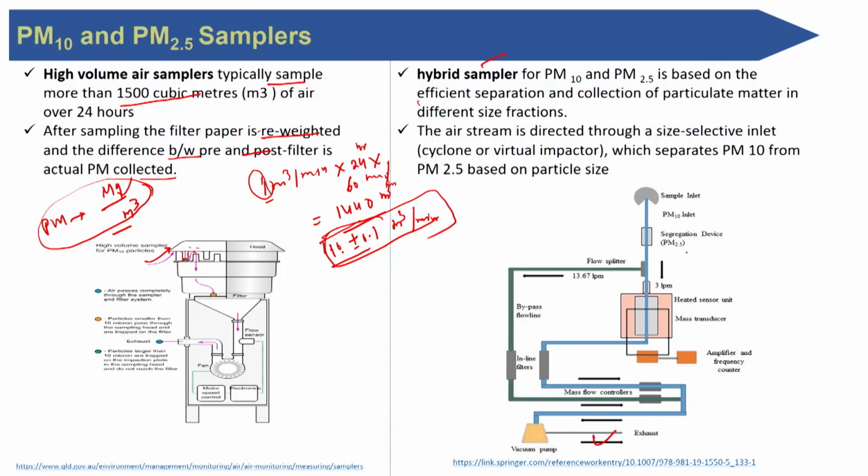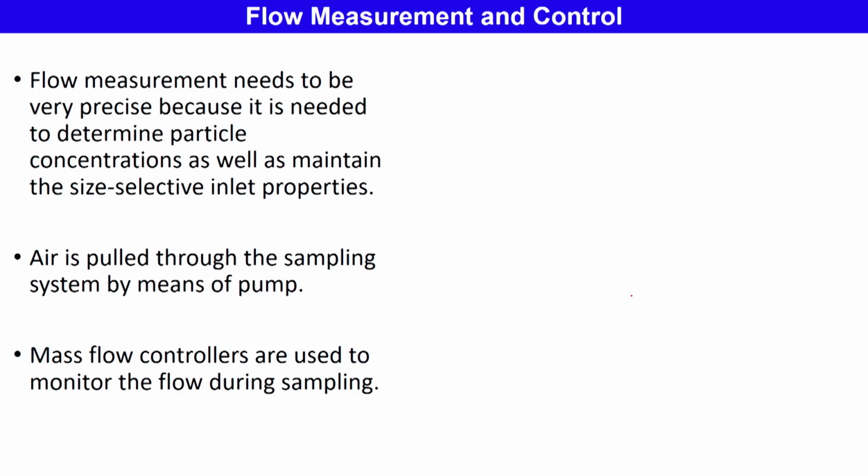You have a sampler inlet here, and first the PM10 inlet, then a segregation device here. For example, we are collecting 13.67 LPM here, and then some of the air will go here, so that the air is bifurcated, and you can calculate based on that. Flow measurement and control.